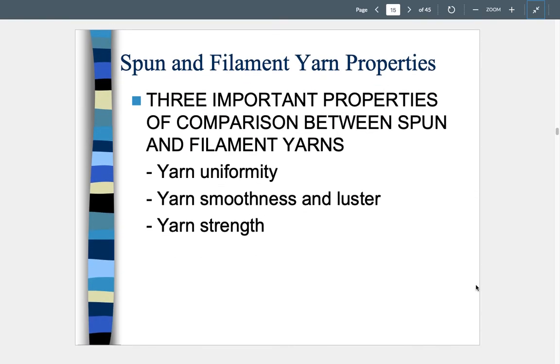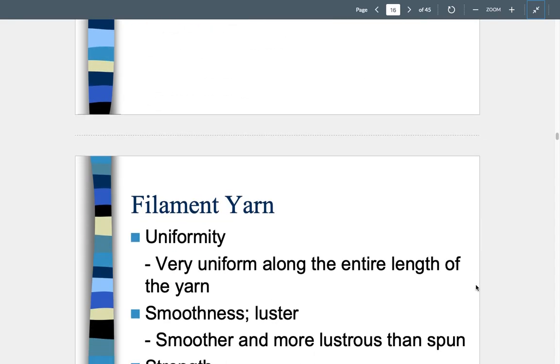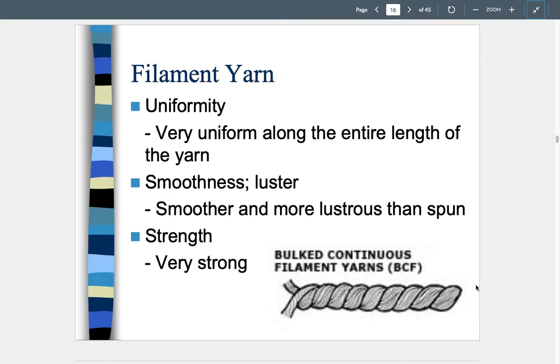Okay. Spun and filament yarn properties. Three important properties of comparison between spun and filament yarns. We're going to talk about the difference between the two: yarn uniformity, yarn smoothness and luster, and yarn strength. So, it's kind of easy to think about which is better. I'm going to tell you right now, it's always filament. Filament yarns are more uniform, they're smoother, more lustrous, and they're stronger.